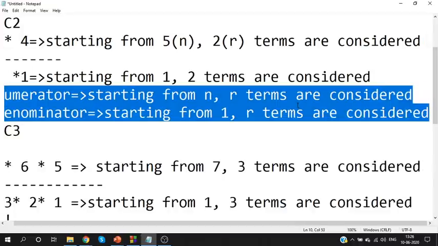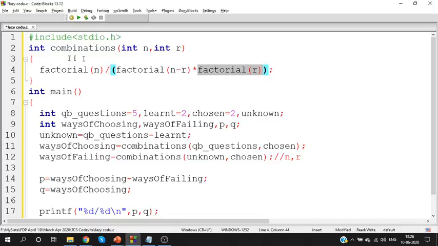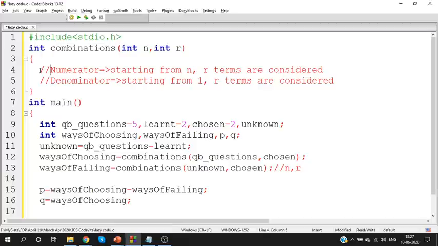Is it clear? So when you calculate combinations, don't use a naive formula. When you simplify the formula, you observe this is the algorithm. So use this algorithm here. To calculate combinations, we are going to use this algorithm. Numerator is starting from n, r terms are considered. Denominator is starting from 1, r terms are considered. Okay, so we'll do this.